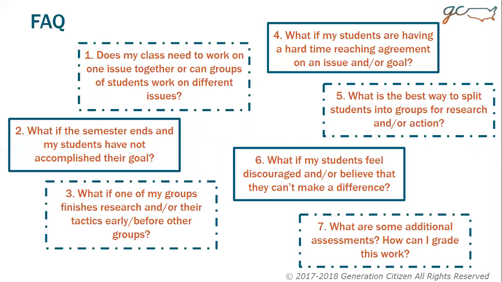Does my class need to work on one issue together, or can groups of students work on different issues? So the way we train the teachers and the way we approach it is to aim for one single issue per class. And there's 2 reasons why we make that a goal. The first one is simply logistics. If you have 5 different issues happening in a classroom, that means the teacher has to manage all the different pieces of this 5 times as much. So there's just a lot more to navigate.